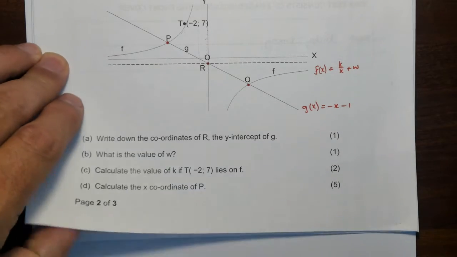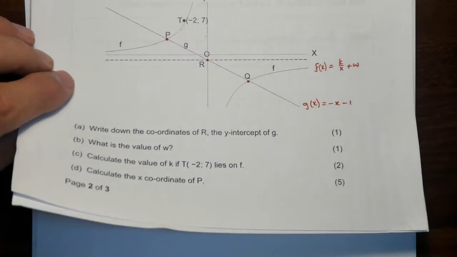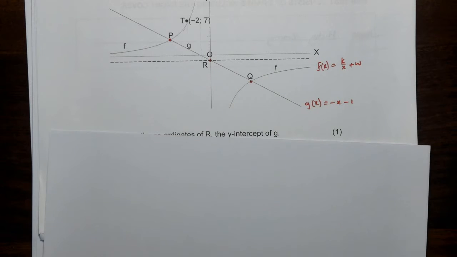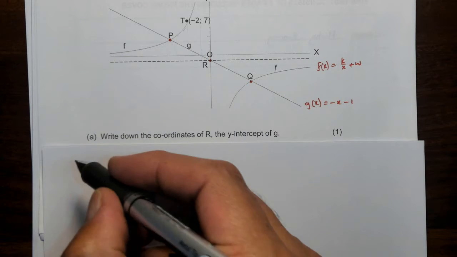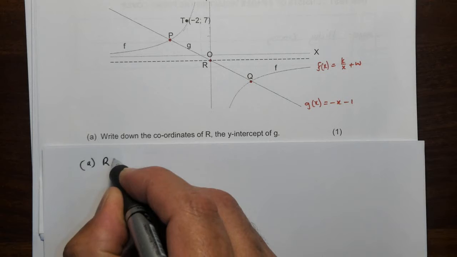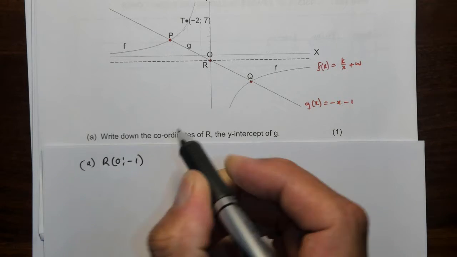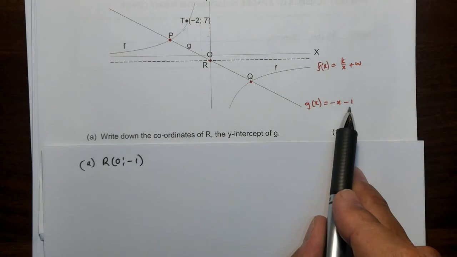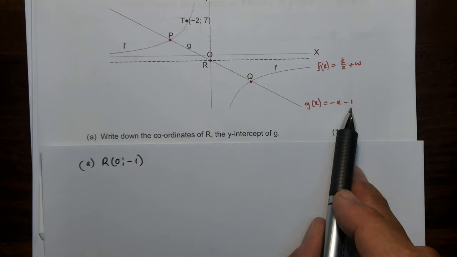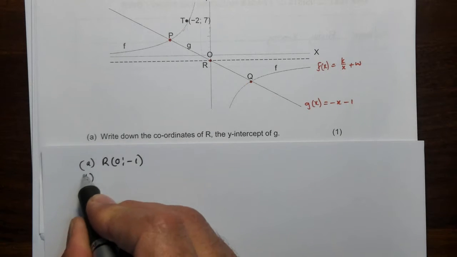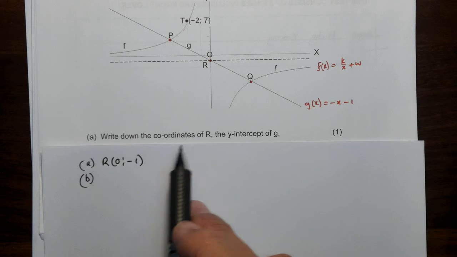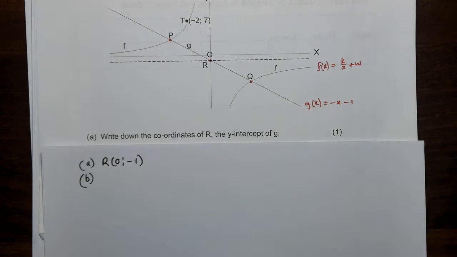Let me just get us a nice piece of paper that we can write on here. The coordinates of point R for part A is 0 and minus 1. That is the y-intercept of that line, which we read off the equation of the line. So that's for a beautiful 1 mark. They ask for the coordinates, so give it in coordinate pair form.